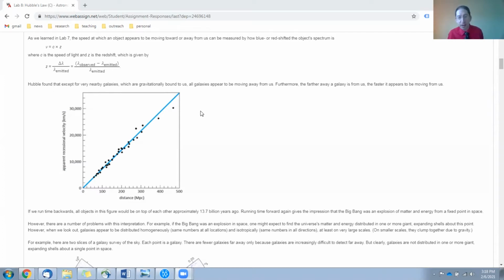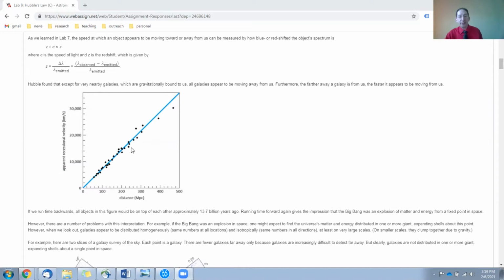Second thing about this plot is the linear relationship. It means that nearby galaxies are moving away at a certain speed. Farther away galaxies are moving away even faster, and even farther away galaxies are moving away even faster beyond that. It's a rather unusual and peculiar flow of material.